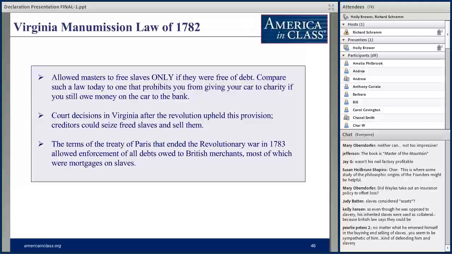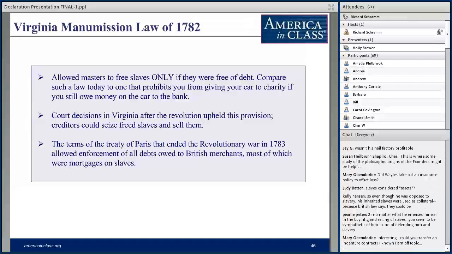And so if you can't sell the car, you can't give it away if the bank really owns it. And so what I want to point out is that the Virginia Manumission Law of 1782, which said for the first time that masters could free their slaves, so for most of the 18th century you could not free your slave legally. It said you could only free them if you were free of debt, because your slaves were considered your primary asset. And if you had any debt, they were considered mortgaged against the value of what you owed.